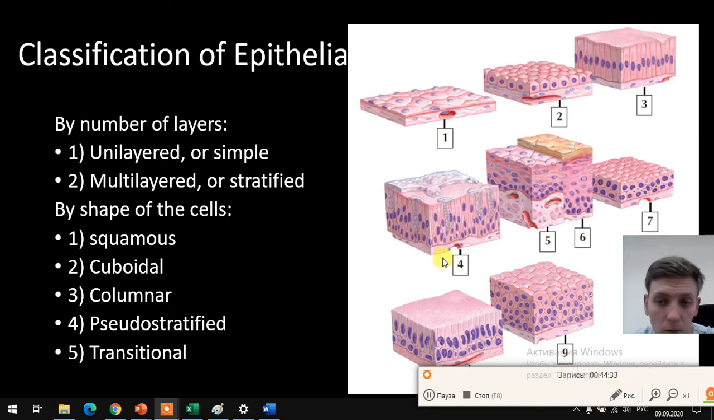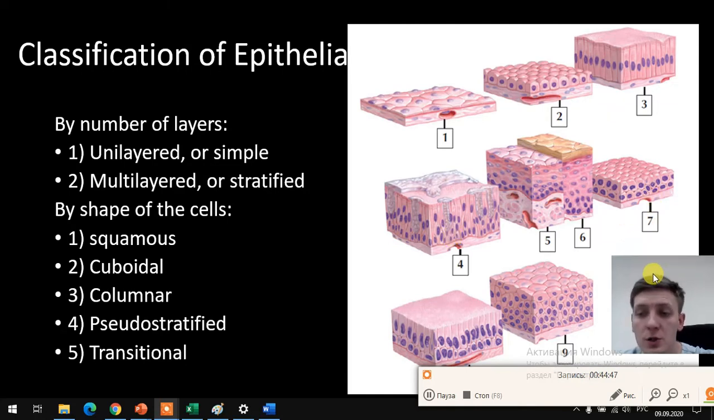Okay, next example is pseudostratified epithelium. Pseudostratified epithelium is named so because of its appearance. If you're not a practitioner pathologist, you can confuse this pseudo-stratified appearance with a true stratified appearance. That's why we named it false stratified, or pseudo-stratified.